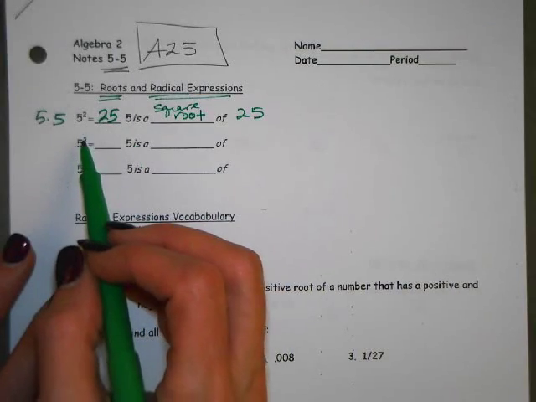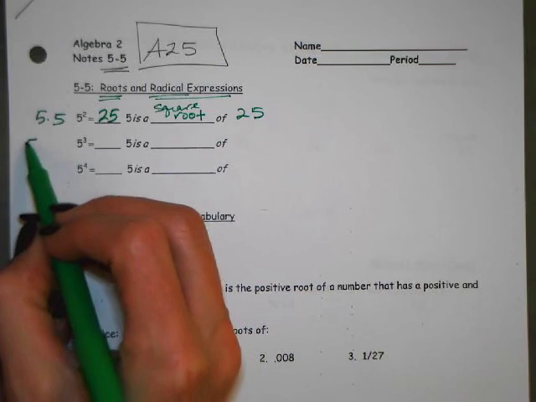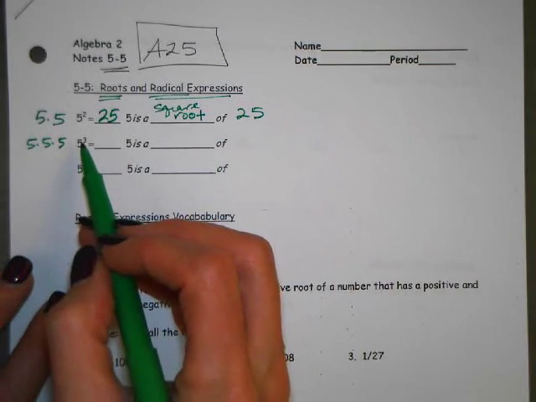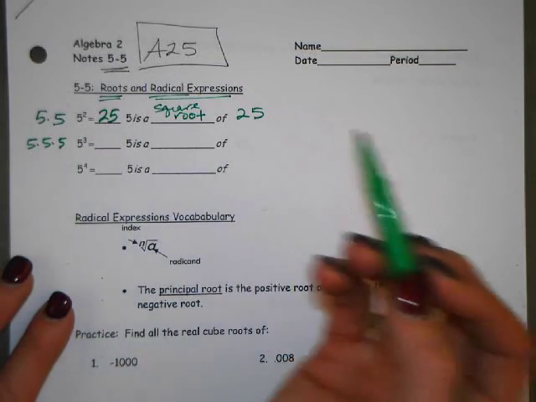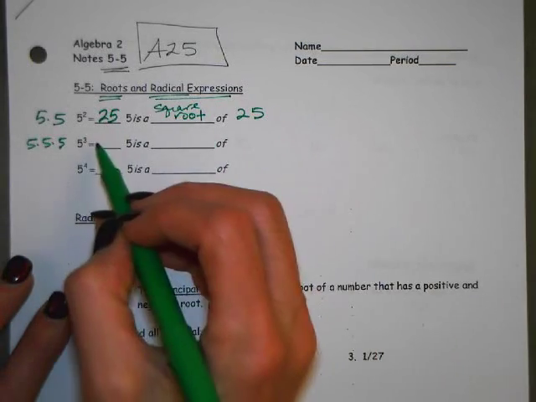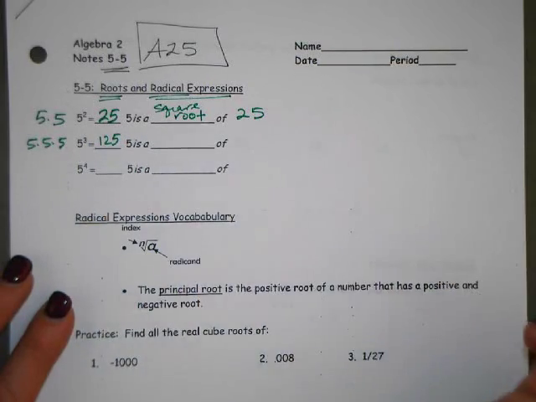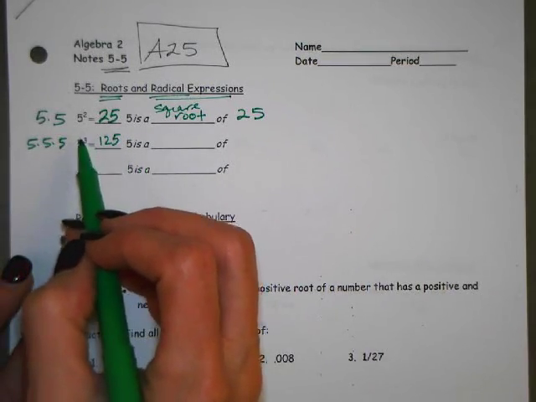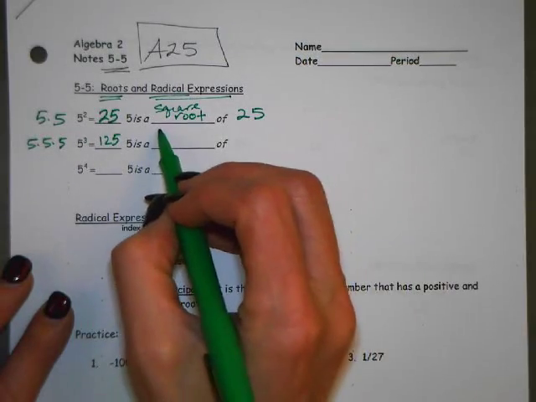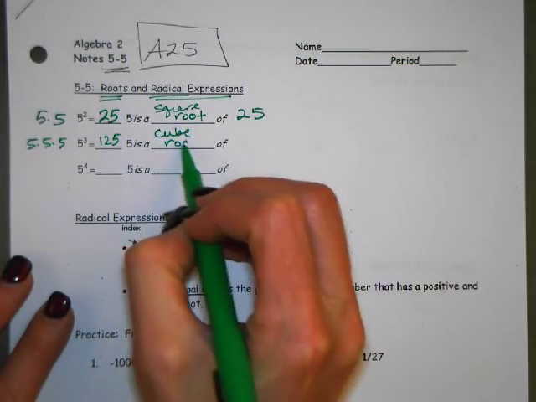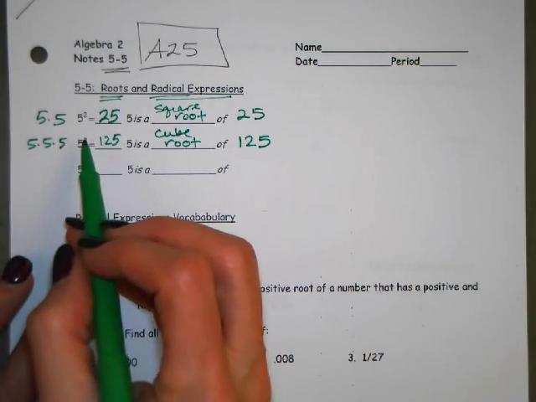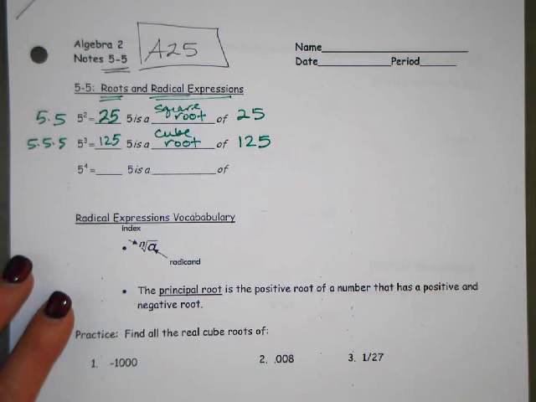If I say 5 to the third, that's really 5 times 5 times 5, in which we say 5 cubed, and that equals what value? You guys know? 125. In which we then say 5 is a, and because it's 5 to the third, we call a third a cube. So we say it's a cube root of 125. So when the exponent is 3, we call that a cube root. 3 sides is like a cube.